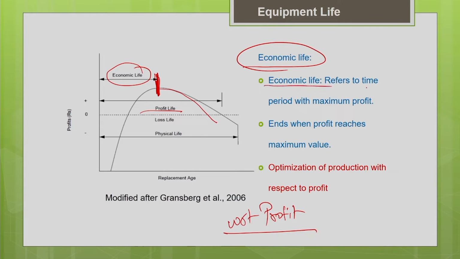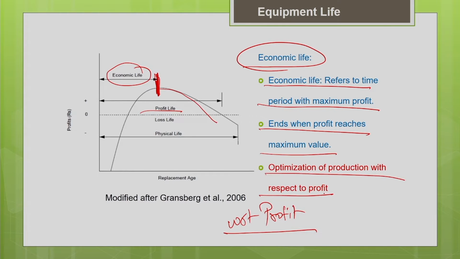So basically, economic life refers to the time period with maximum profit if you are going to optimize your production with respect to profit. The economic life ends when the profit reaches a maximum value, because I do not want my profit to get reduced or eroded at all. So at the end of the economic life itself, let me replace my old machine with the new machine. Here I am talking about optimization of production with respect to profit.